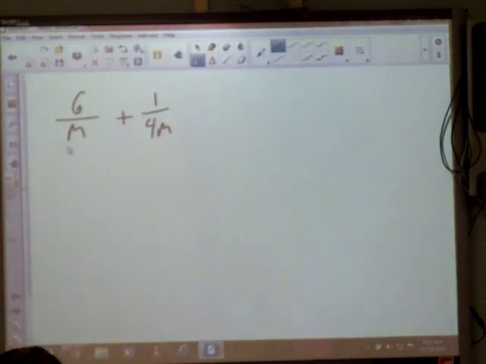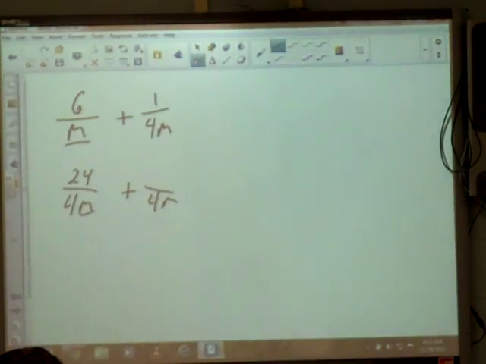Well, they both already have an m. But what about the 4? It had to be a 4m, wouldn't it? Right. So I'm going to make my common denominator. I always show my steps like that. So when I'm looking here with the 6, it already had the m. The new thing I multiplied down here was 4. So I have to also multiply the top by 4.